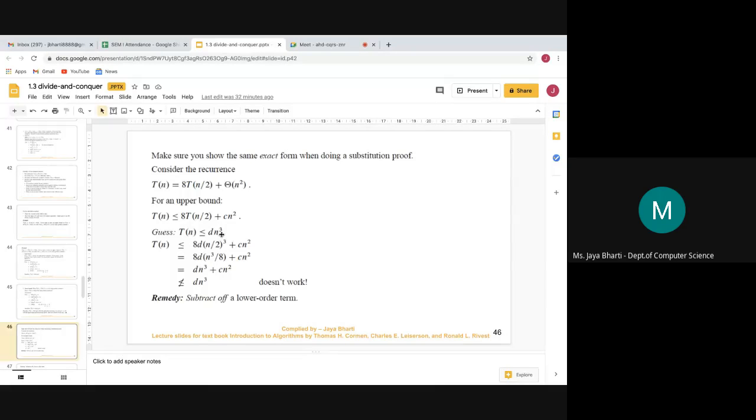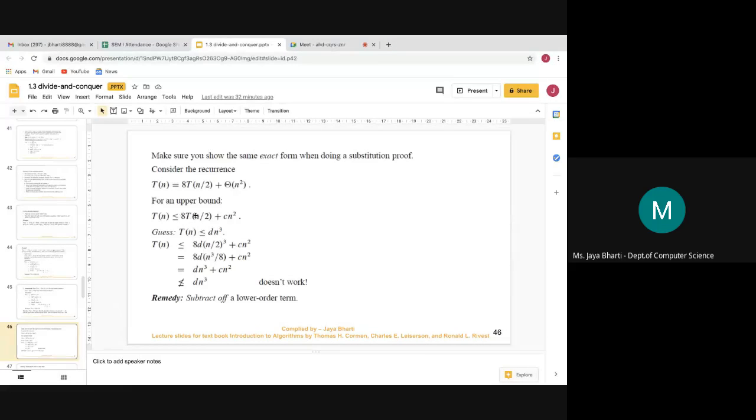Okay, so you can see that if we substitute this guess into our recurrence relation, what will happen? This is the upper bound condition. So now you need to put T(n) equal to d n cube. So in place of T(n), you need to put d n cube.